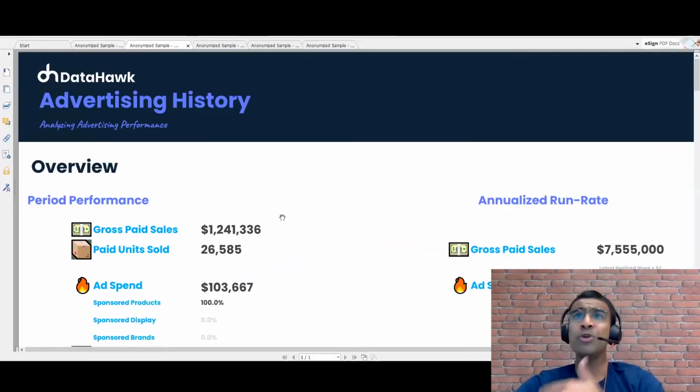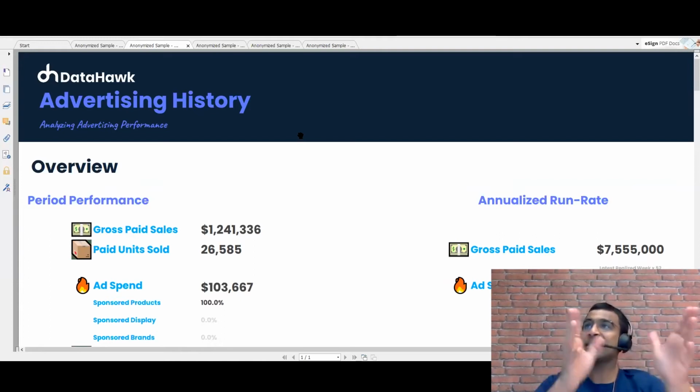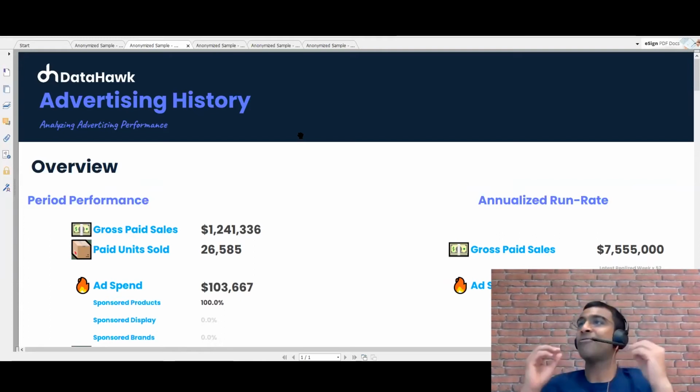You have reports like these, which you can generate by clicking a button on DataHawk, or you can even schedule them. If you schedule them, you basically tell the system to send you this report, let's say every 10 days or every 15 days, and then you have to do nothing. Just configure them one time, and then they'll reach your inbox at your desired frequency.